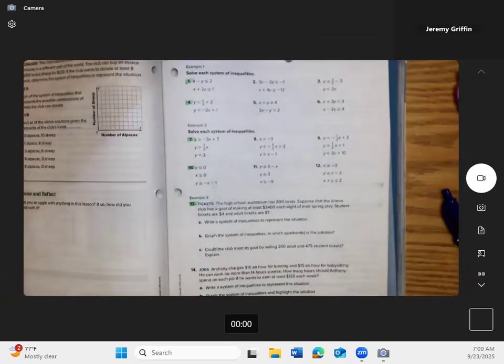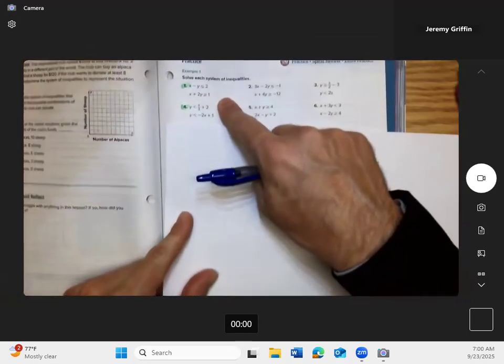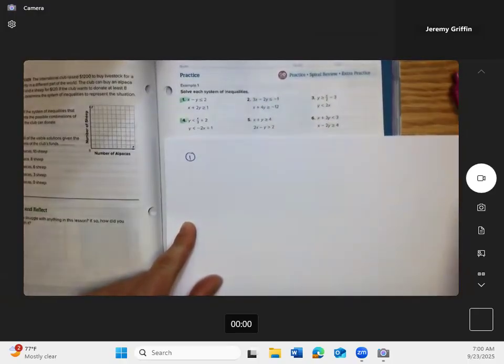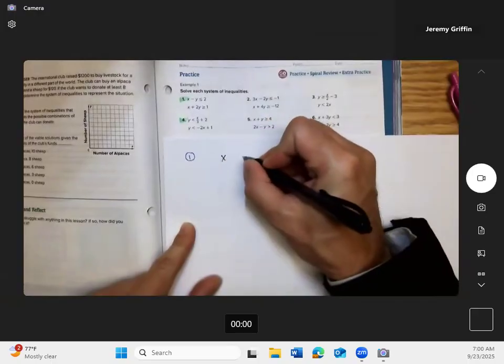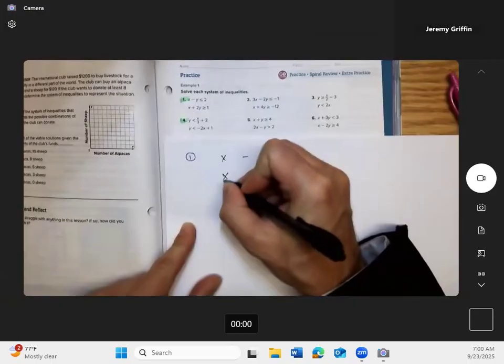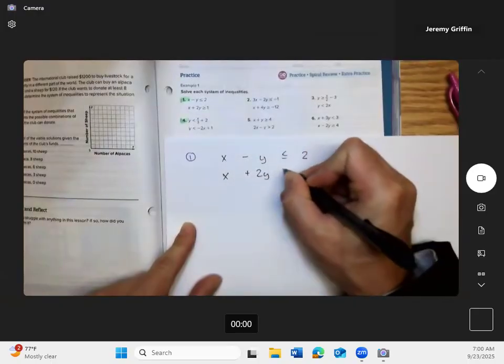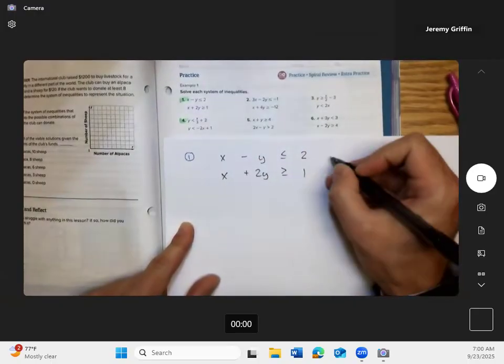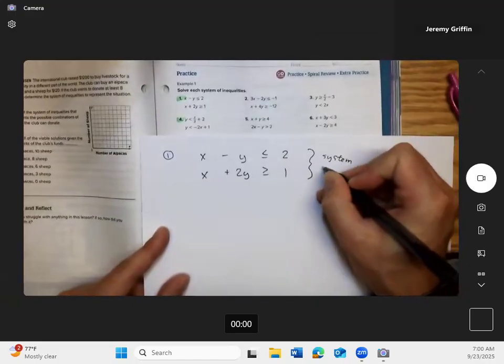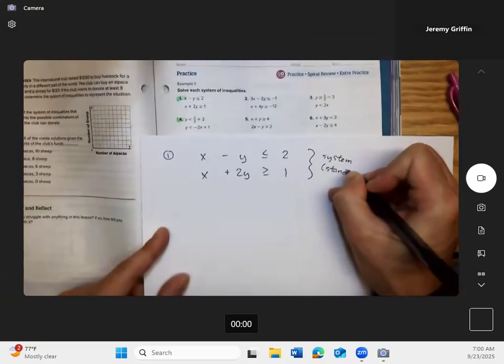Let's see, lesson. Right, number one, solve each system of inequalities. Number one. Right, so we got x minus y is less than or equal to 2, and x plus 2y is greater than or equal to 1. Right? So there's my system. It looks like standard form.